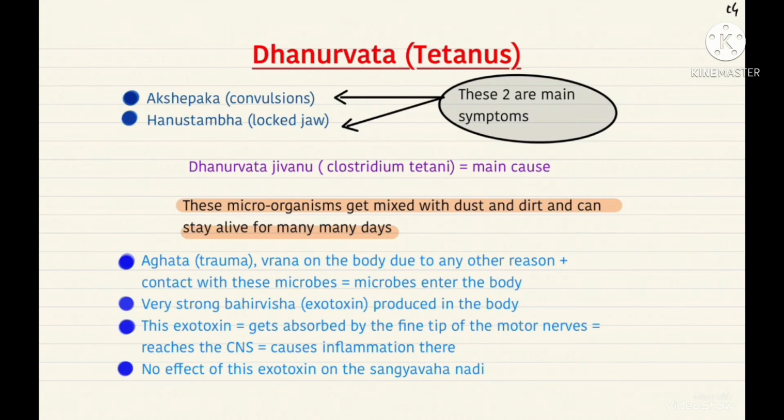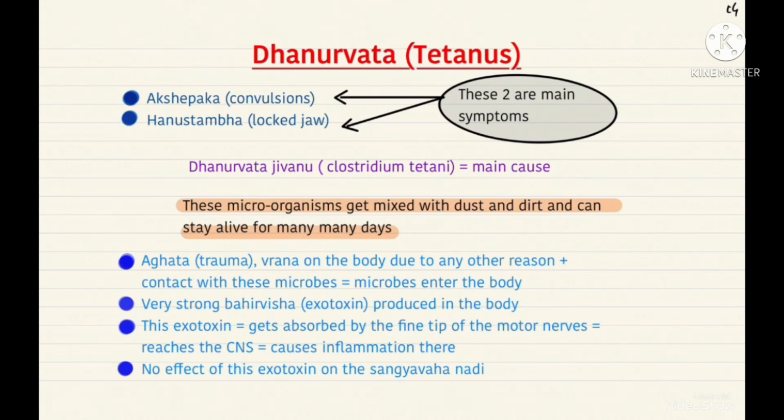Now a very strong Bahirvisha, that is an exotoxin, is produced in the body due to this, and this exotoxin gets absorbed by the fine tip of the motor nerves, and from this fine tip it reaches the CNS and causes inflammation there. So this exotoxin doesn't cause any effect on the Sangyavaha Nadi, but it causes an effect on the central nervous system.